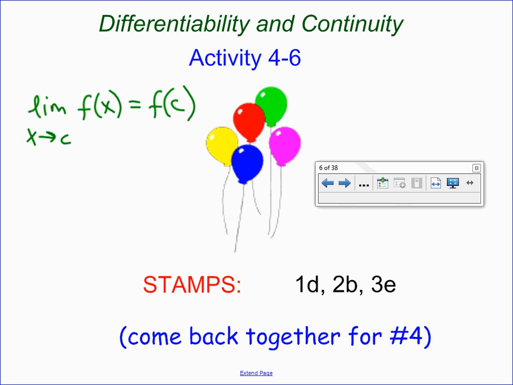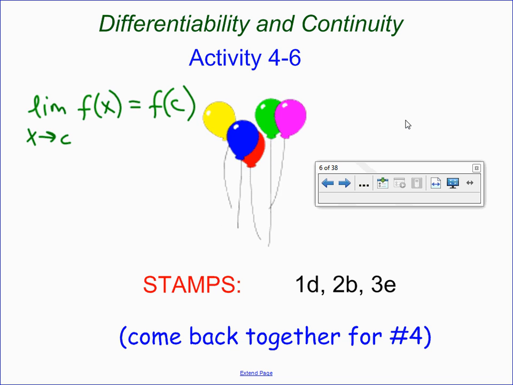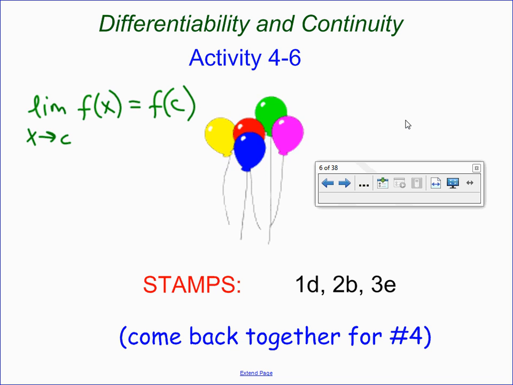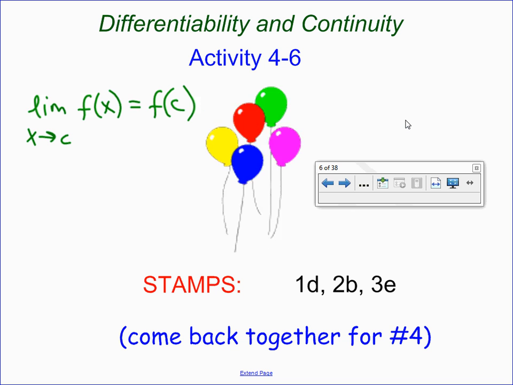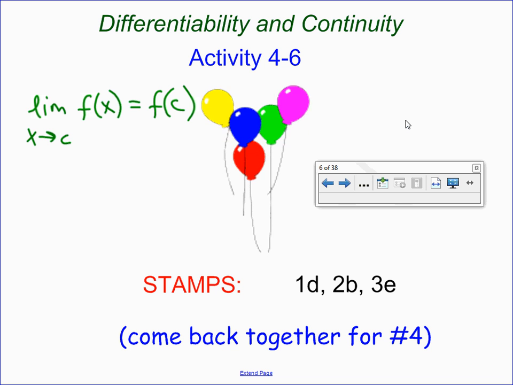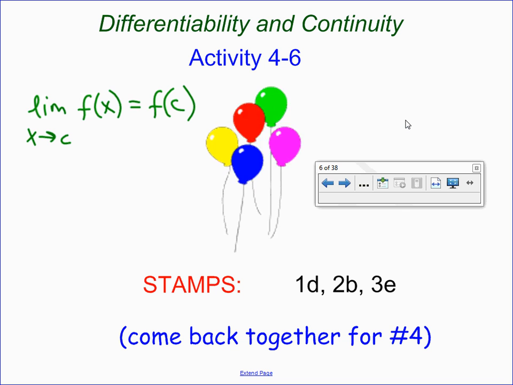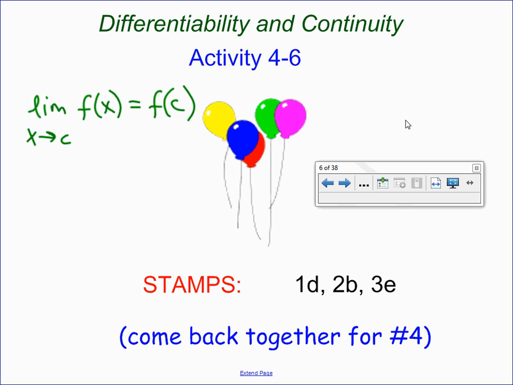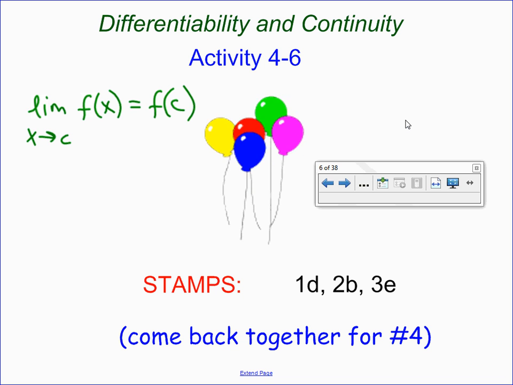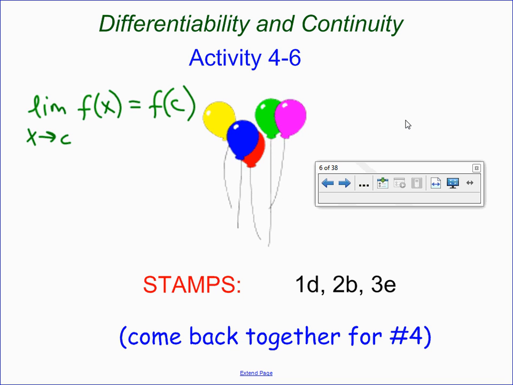Together in groups, you're going to work on your 2-6 activity, differentiability and continuity. I need to check your yes-no responses at the end of 1D. That'll be the first stamp-eligible exercise. Then you're going to look at those results and come up with a conclusion for 2B. That'll be your second stamp-eligible item. And then you'll continue working with your group through 3E. We're going to come back together for number 4.